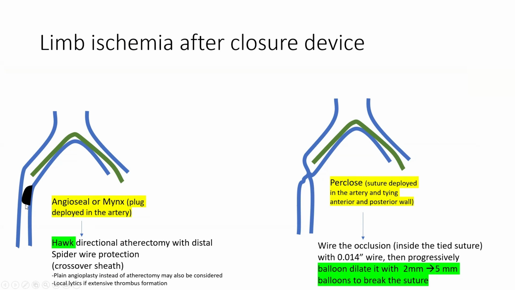For Angioseal that is deployed inside the artery, the way I've treated it before is to use Hawk directional atherectomy with distal Spider wire protection. So you basically slice this and pack it into the nose cone of the directional atherectomy using distal filter protection. Some have used plain angioplasty. Some have used laser. There is a series about laser. And regardless of what technique you use, if there is extensive thrombus associated, you will need local lytics before you implement balloon angioplasty or atherectomy.